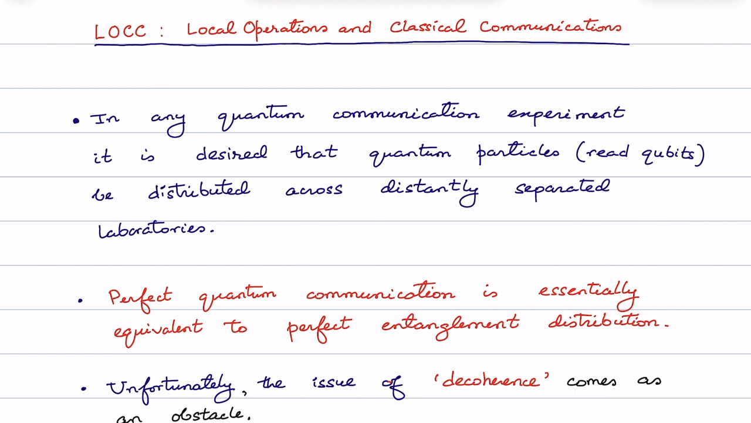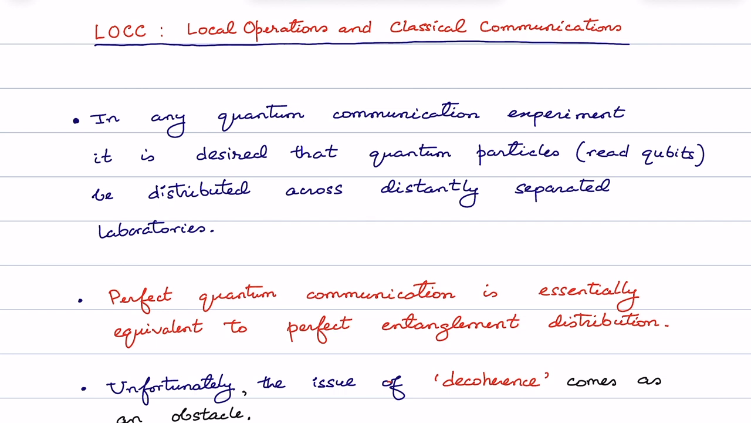In any quantum communication experiment, it is desired that we should be able to distribute quantum particles or qubits across distantly separated laboratories. It is clear and obvious that once we prepare a set of entangled states, we would like to distribute and send them to various laboratories situated at many distant places. If we can transport a qubit without any decoherence, then any entanglement shared by that qubit will also be distributed perfectly. As you know, perfect quantum communication is essentially equivalent to perfect entanglement distribution. Unfortunately, the issue of decoherence comes as an obstacle.